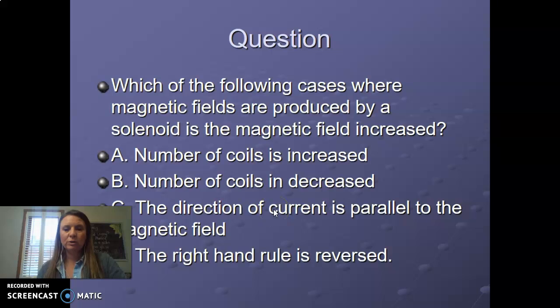The direction of currents is parallel to the magnetic field. The right-hand rule is reversed. So once again, remember, if we are increasing the coils, we are increasing the magnetic field. So the number of coils is increased if we want to increase that magnetic field.